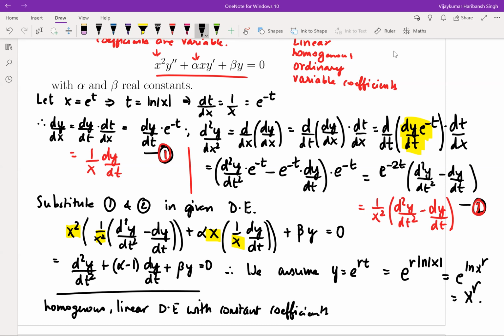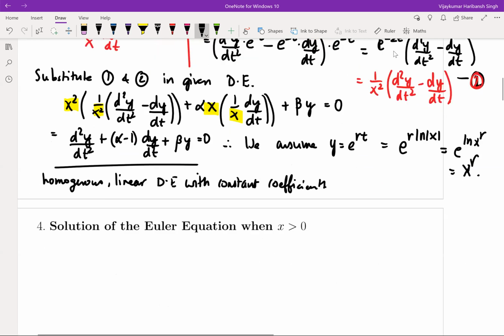So that's the idea behind it. You convert it into a second order linear differential equation with constant coefficients. So let's work out an example.